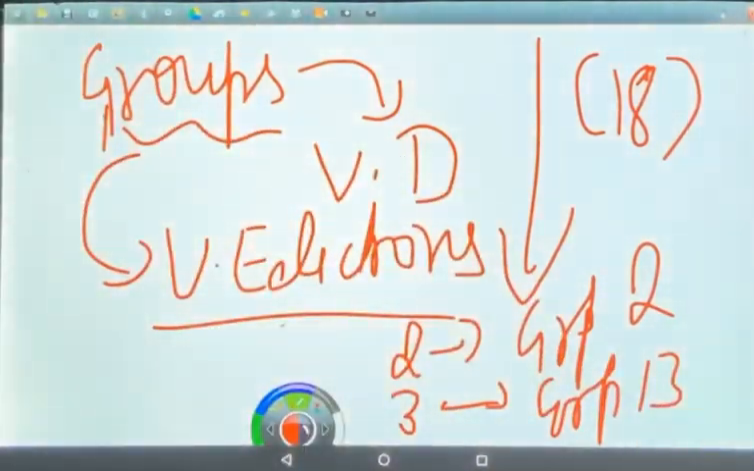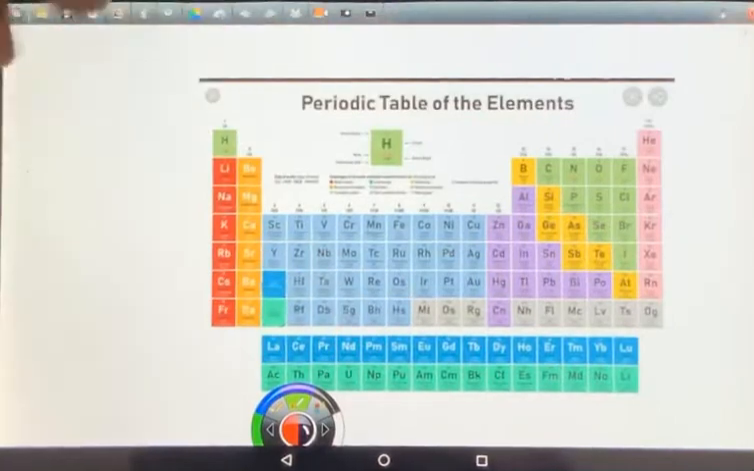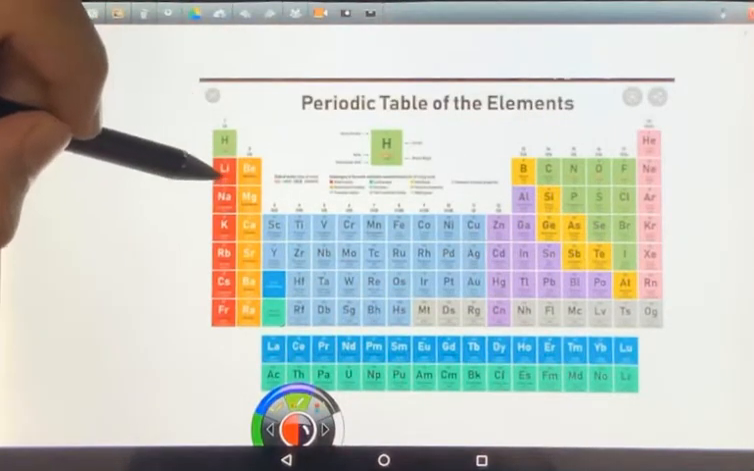Okay, that's the thing. Now one more thing, as we go down the group, just if you see here in the image again, as we go down the group, you can just see that actually we are crossing periods.